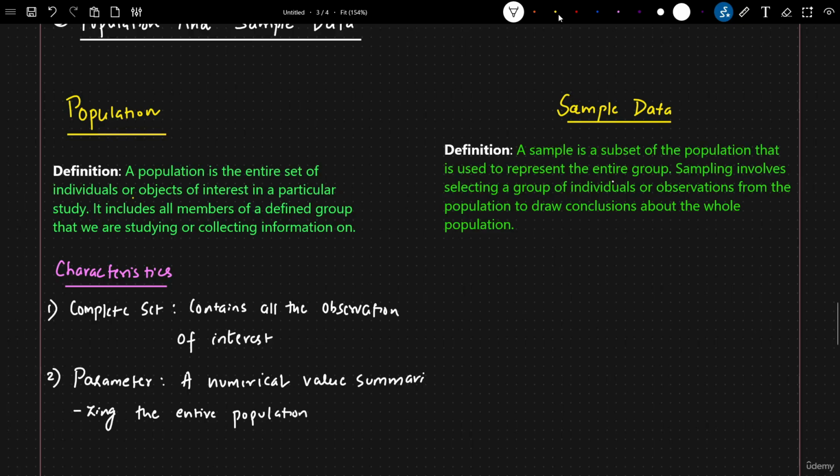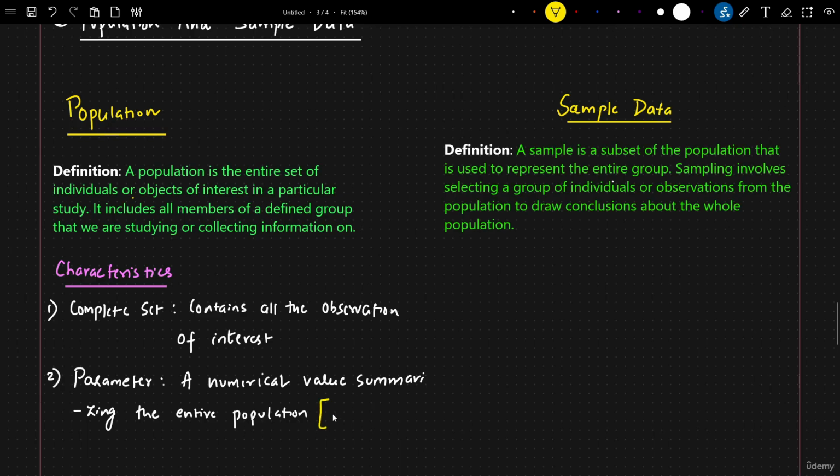Now, the reason we have used these characteristics like complete set and parameter: this entire population data has two important characteristics. One is a complete set, containing all the observations of interest, and another is something called a parameter, and this term we will also be using as we go ahead. It is nothing but a numerical value that summarizes the entire population.